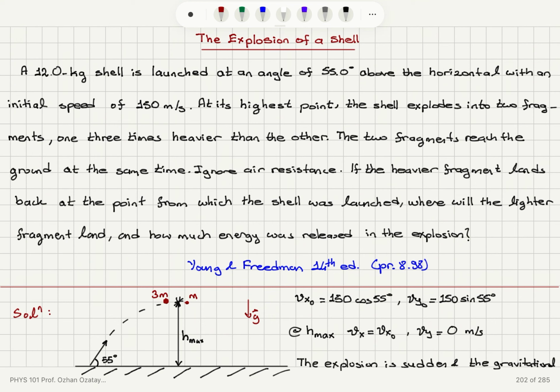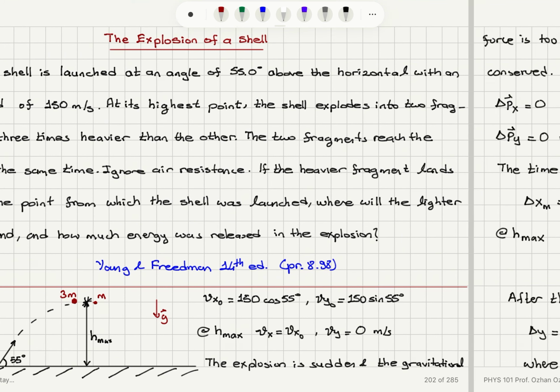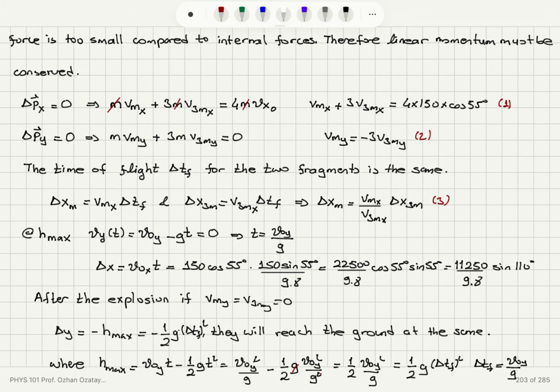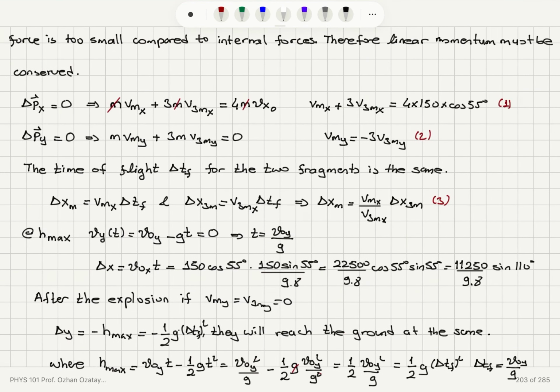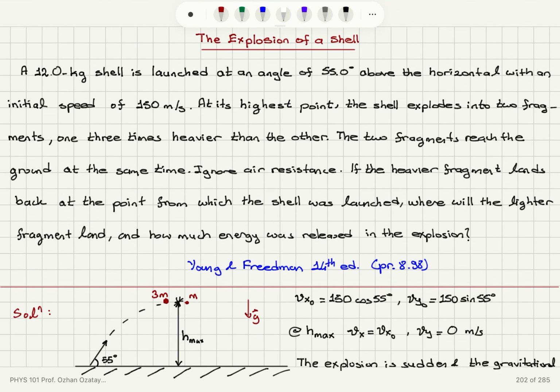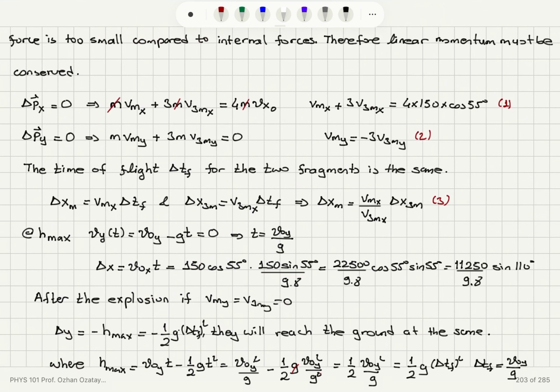At the point of explosion, I can write the linear momentum conservation, because although there is an external force acting on this system, the gravitational force, it is negligible compared to internal forces, and the explosion is sudden. So if I write the conservation of linear momentum during the explosion process, delta px is 0, delta py is 0. We have m vmx plus 3m v3mx is 4m vx0.